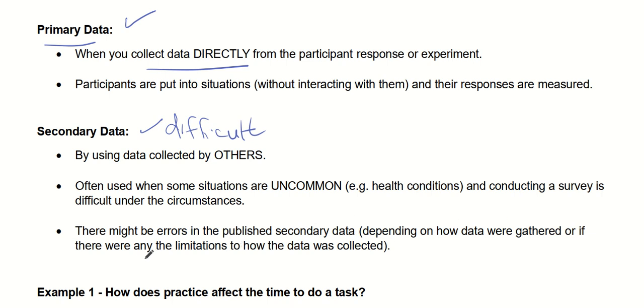And also, you need to know if there were any limitations to how the data was collected. So that's actually a big one. Again, not everybody is in certain situations like health conditions. Not everybody has a heart murmur. So it's sort of difficult, and secondary data is probably the only way to gather information. Primary data should be your first choice, and secondary data is somewhat unreliable.